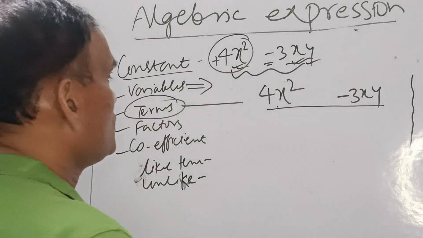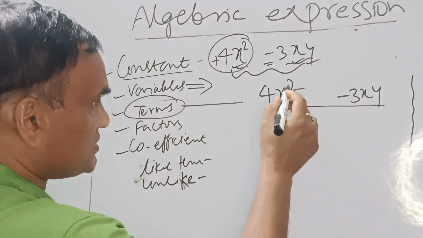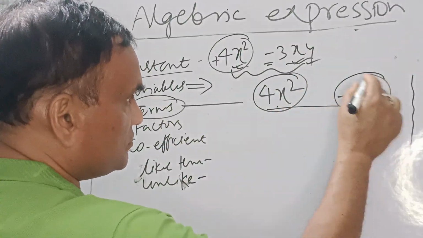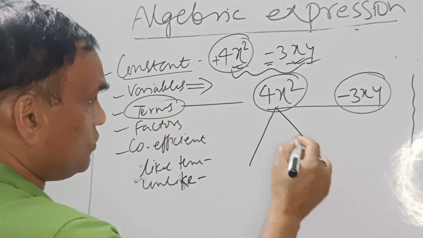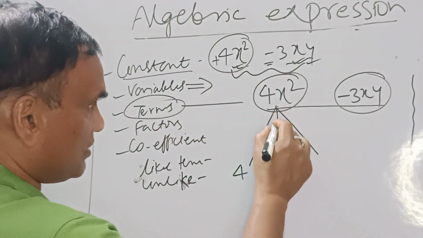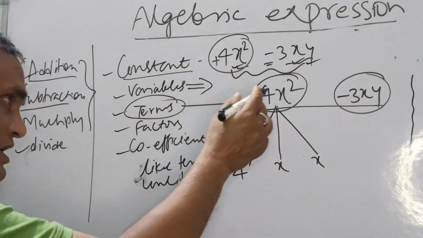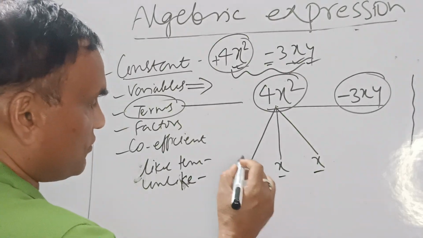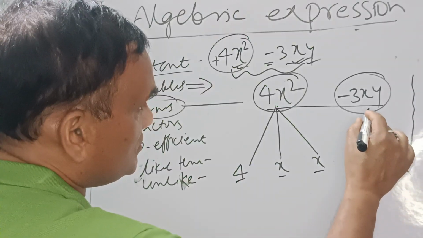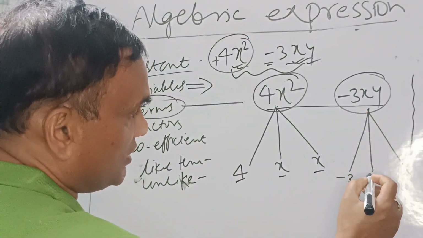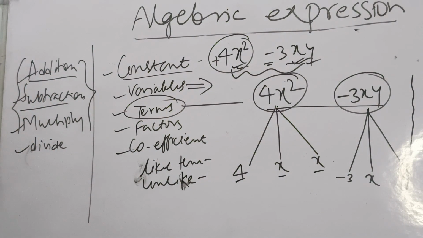Now what comes? This is 4x square. Now we have seen it is a term, right? Okay, done. Now factors. So 4 is different, and x, x are the factors. These three are factors of this 4x square. Because this is x square, so x into x, and 4 is different. Again 3xy. What are the factors? Minus 3, x and y. These are the factors. Minus 3, x and y. It is clear? It is clear?